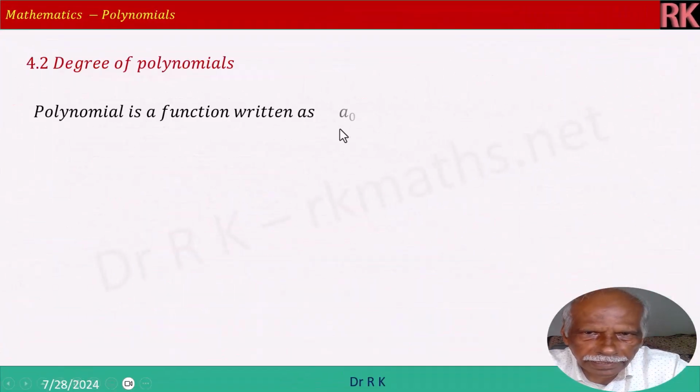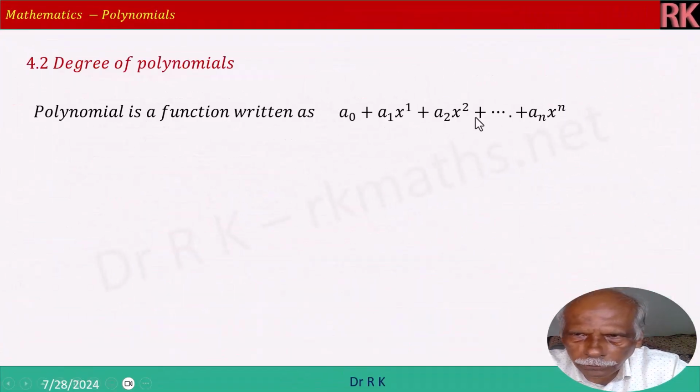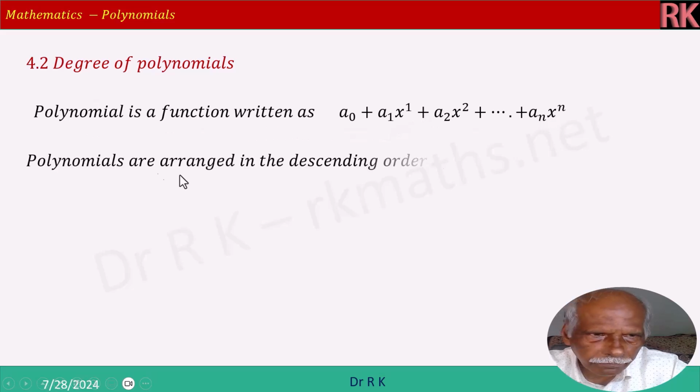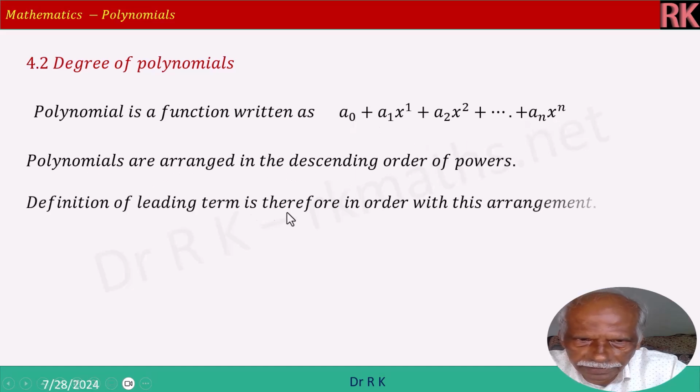Polynomial is a function written as a0 plus a1x plus a2x squared going on up to an x power n. Polynomials are arranged in the descending order of powers, not like this. It is an ascending order. So we will change it to the descending order. Definition of leading term is therefore in order with this arrangement. That is, if I arrange it in the descending order, x power n term will come first, and that is the leading term, rightly so.